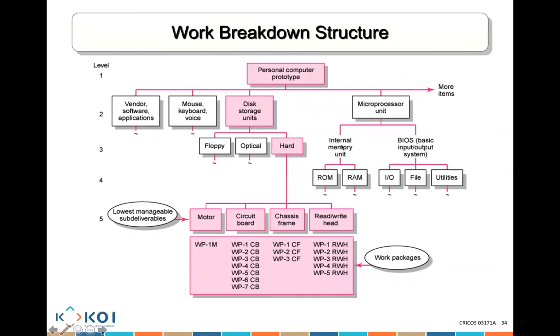So you look here. This is, for example, we need to make a personal computer prototype. There's all of these levels 1, level 2, level 3. We have all of these level 2 disk storage units. And we talk about, okay, what do we need for a disk storage unit? Well, we need a floppy, optical, and hard drive. Okay, we have a hard drive. What do we need for a hard drive?